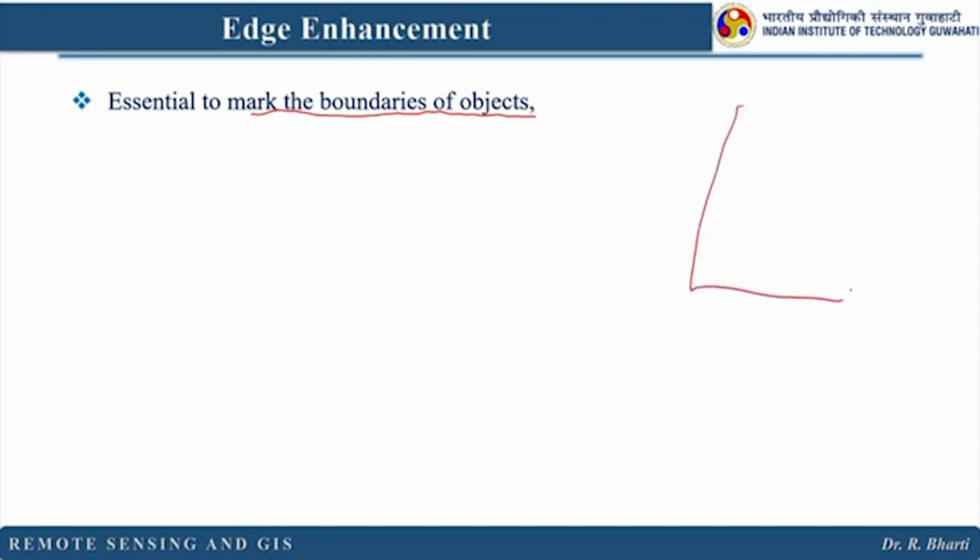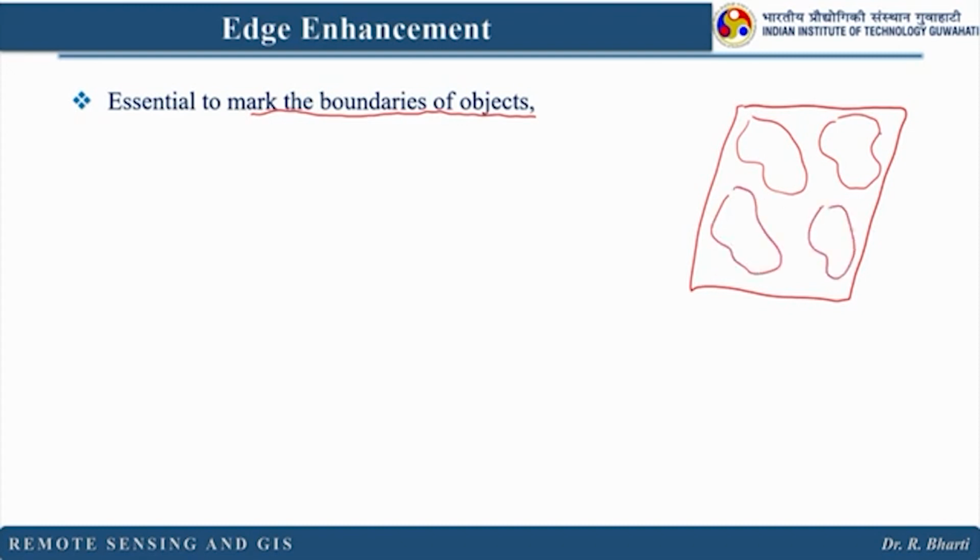You have an image and here you have different objects. Let us take some examples. This is forest, this is water body, this is barren land, and this is urban area. If you want to calculate the area of this forest, you need to identify the number of pixels in this particular class, right? But how will you define that these are the pixels belonging only to this class? By identifying this edge, right?